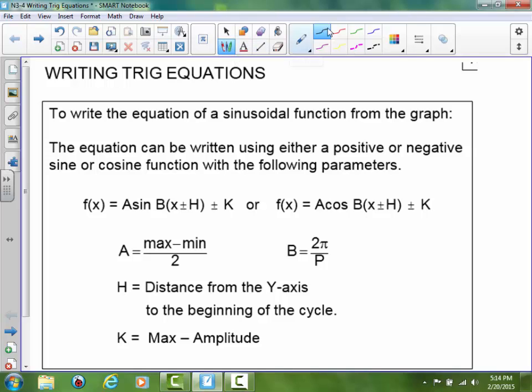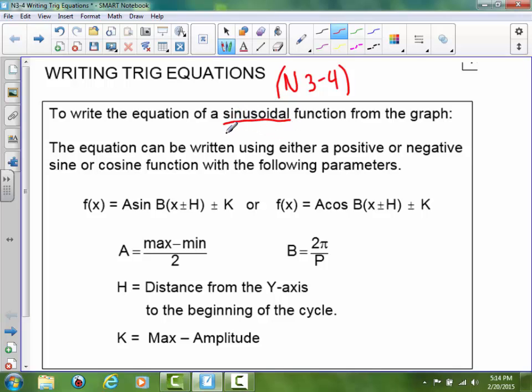Okay, so we just want to look at writing trig equations. This is lesson 3-4. It cut off of my paper here, but hopefully you'll recognize it. And we're writing trig equations. Just a couple things from this particular lesson. There's not a whole lot new here.